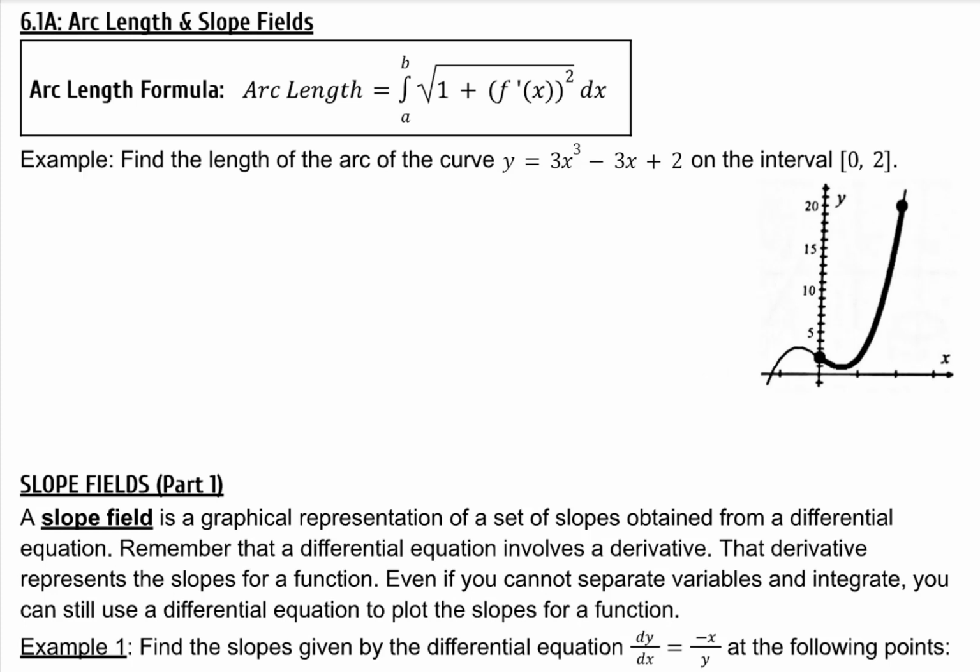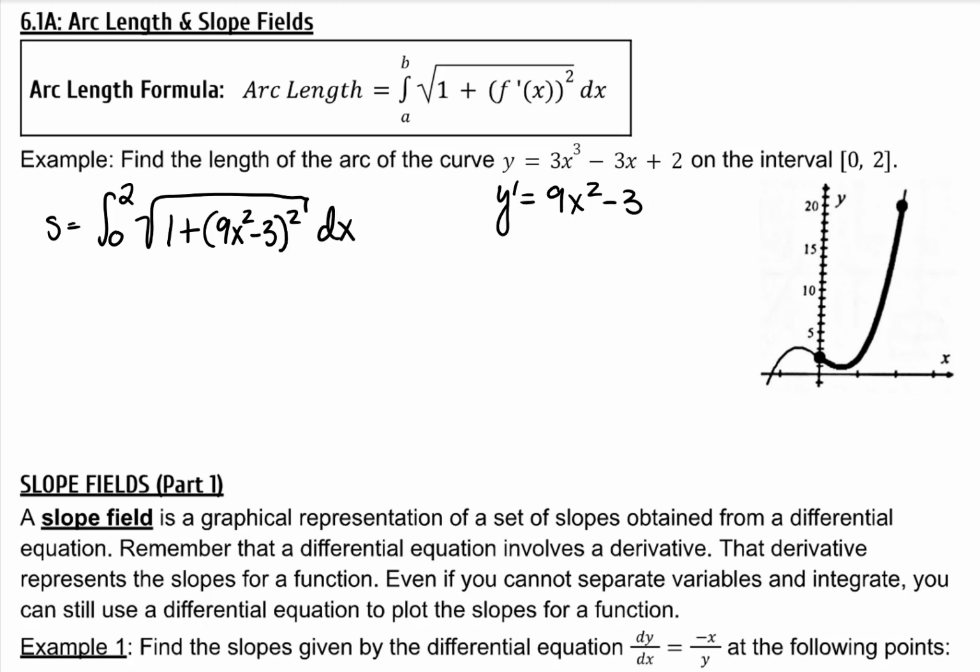To find arc length, we need the derivative of our function and an interval. We have our interval, let's find the derivative. Arc length is sometimes referred to as S. 0 to 2, our interval. Go ahead and plug that into your calculator, and you get 20.633.